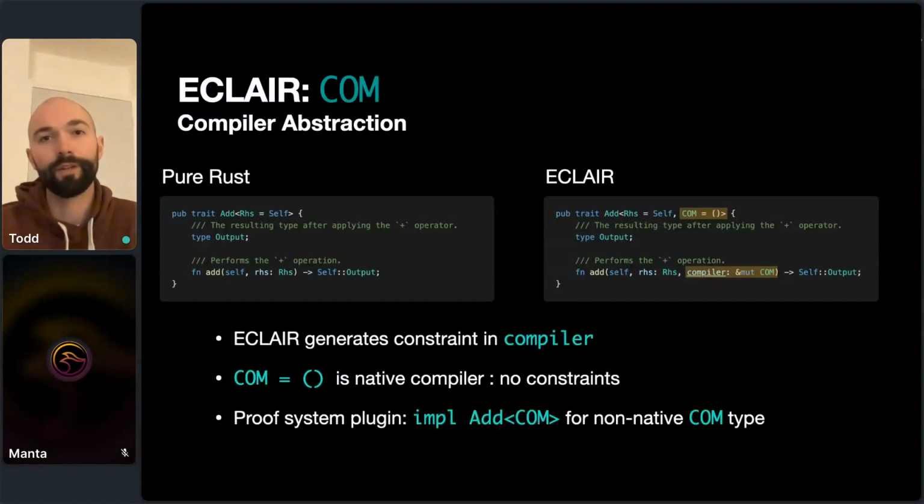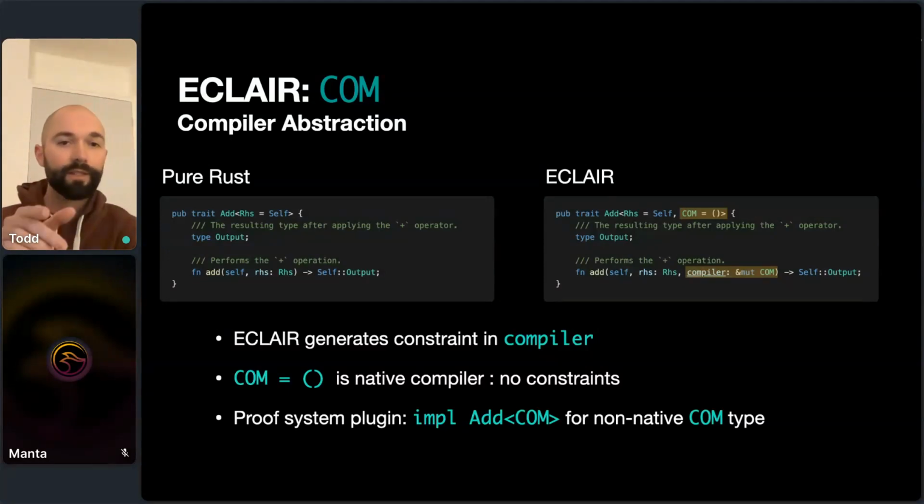Now, what this means concretely is that when the add function appears somewhere in our ECLAIR code that describes a gadget, the compiler that has been passed into the add function will allocate a new variable for the output, and it will generate constraints that force that variable to be equal to self plus right-hand side. So the compiler argument is a way for this ZK proof system, for its constraints, to sort of witness what's going on around them as we describe the circuit and generate constraints accordingly.